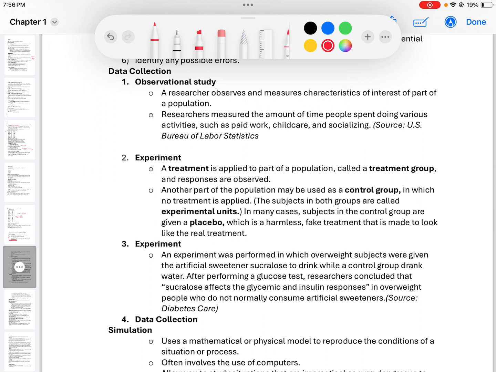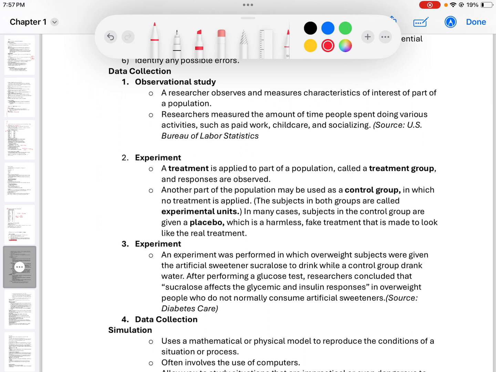Data collection. The first type of data collection is an observational study. A researcher observes and measures characteristics of interest of part of a population. For example, researchers measure the amount of time people spend doing various activities such as paid work, childcare, and socializing.